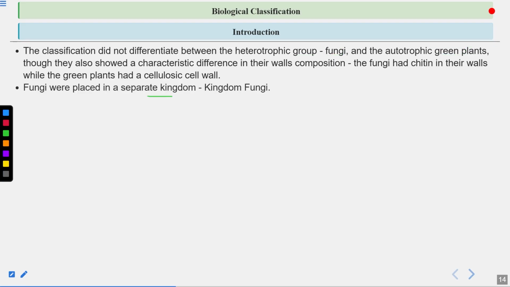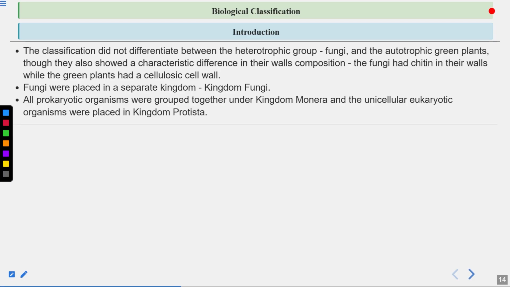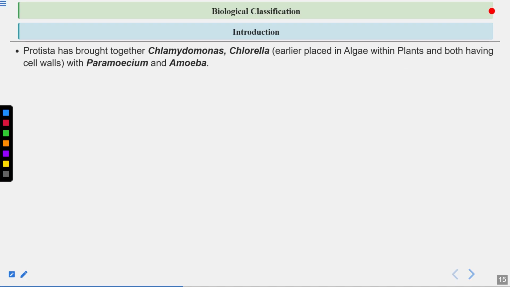So, fungi were later placed in a separate kingdom known as Kingdom Fungi, and bacteria were placed in Kingdom Monera. All prokaryotic organisms were placed under Kingdom Monera, and unicellular eukaryotic organisms, remember, were placed in Kingdom Protista. Again, you should remember, this is very important. They can ask a question from this line. Now let's talk about Kingdom Protista.